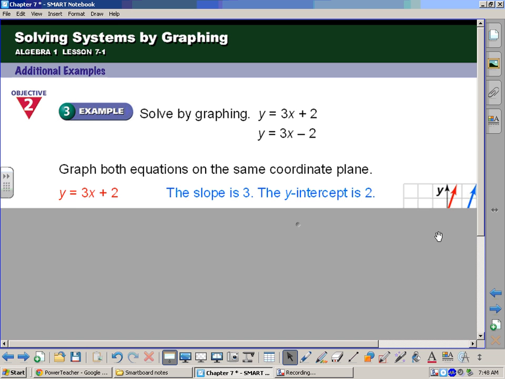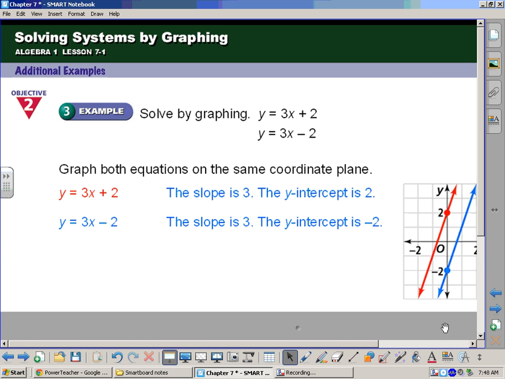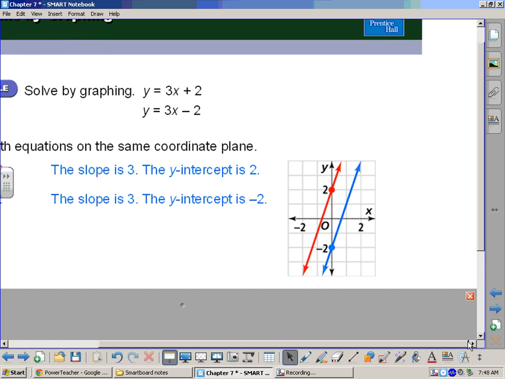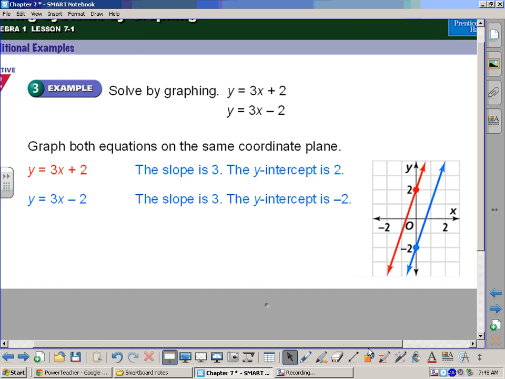So what we're going to do is we have the first one having a y-intercept of 2 and the slope of 3. So that's going to be the red line over here. The second equation has the slope 3 and the y-intercept of negative 2. That'll be the blue line over here. Now, what I want you to notice is it doesn't look like these two lines are going to intersect.